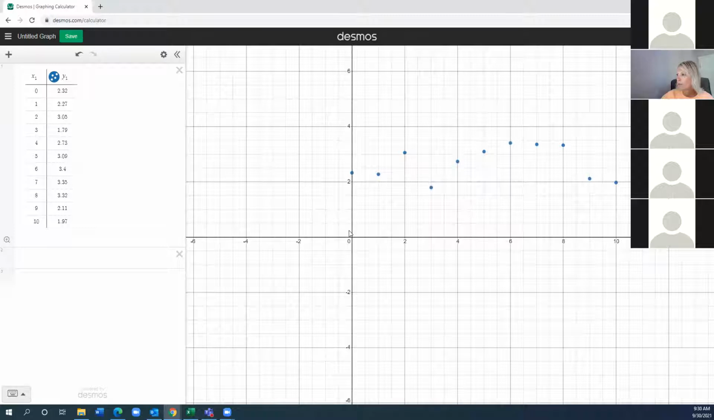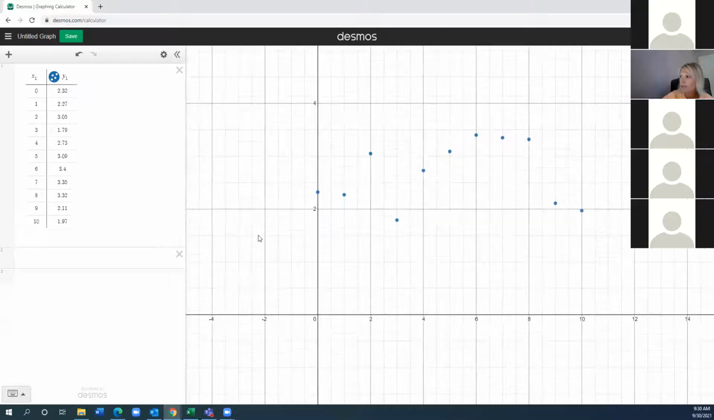Now, if the scaling wasn't small, like my graph is already set up to be, I would have to go over here to the left. Does everybody see my table over here to the far left? Does everybody see this little magnifying glass? If I hover over it, it says zoom fit. If I click that, it does the scaling, so it fits to my window and looks natural to read.